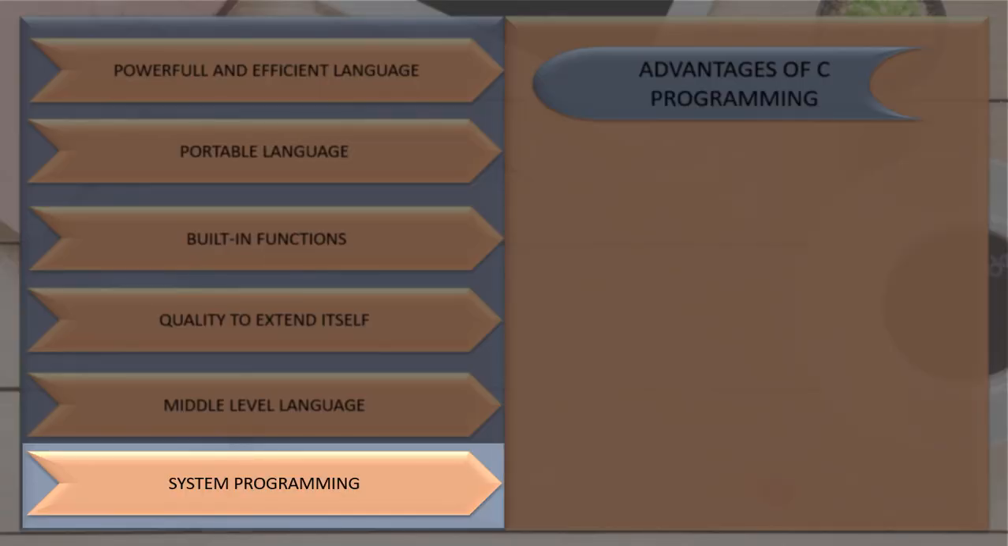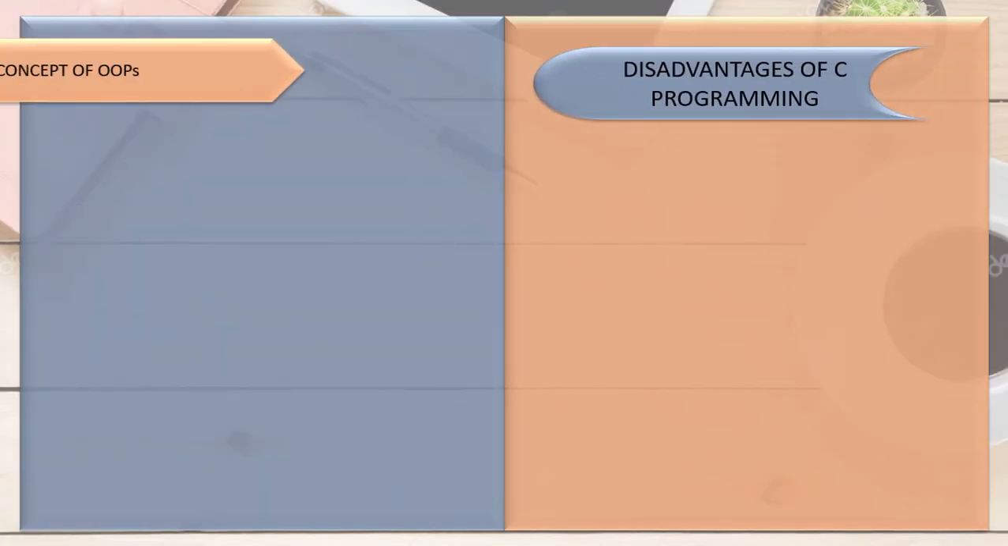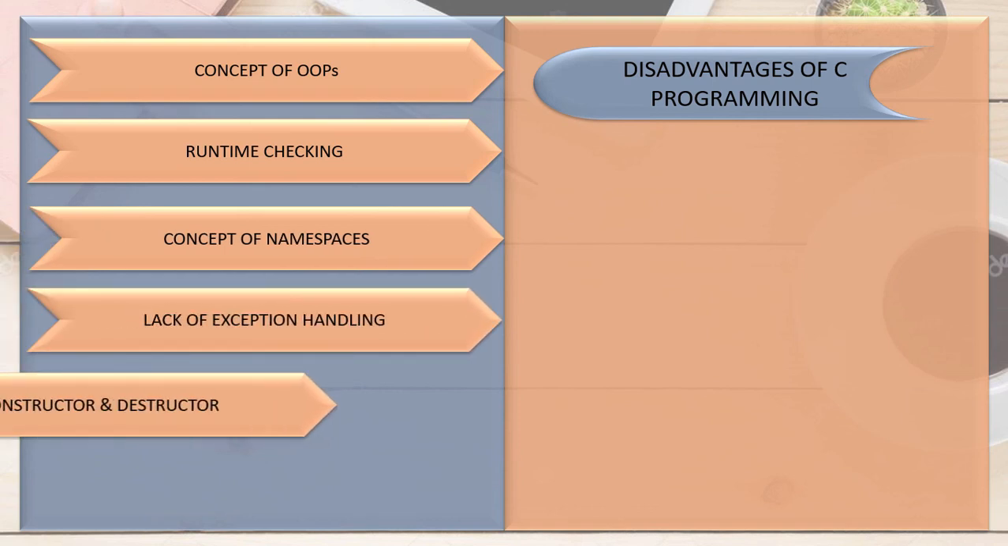Then the next one is system programming. C follows system based programming because it is done for hardware devices. So with this we are aware of why C is considered a very powerful language and why it is important to know its advantages. Now let us see some of the disadvantages of C.